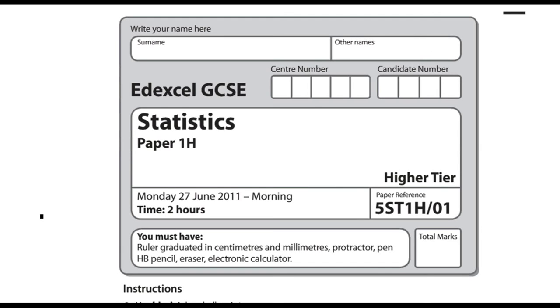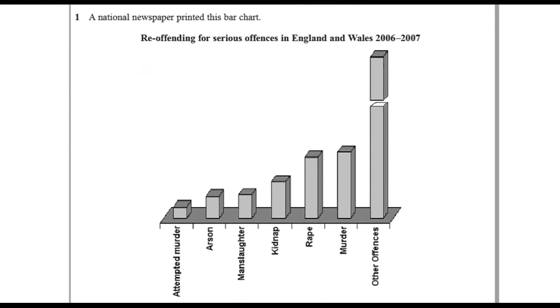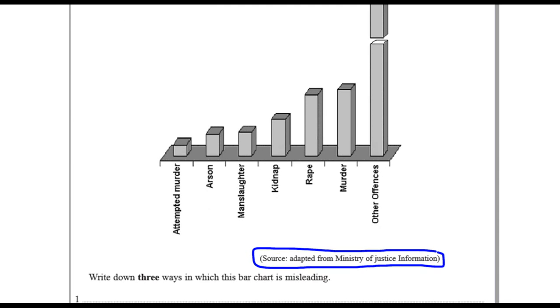We're going to look at the higher paper Edexcel GCSE Statistics, the paper from June 2011. Question 1. A national newspaper printed this bar chart. Give three reasons why the chart is misleading.